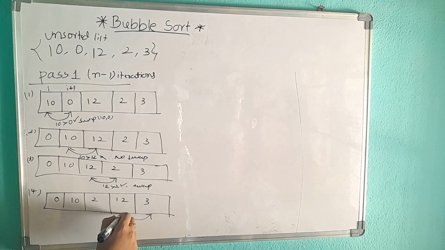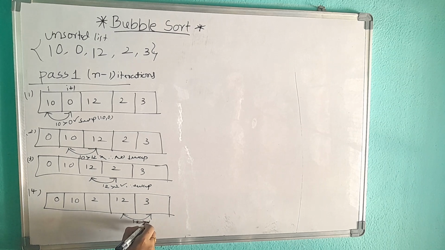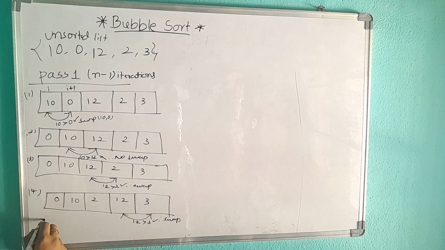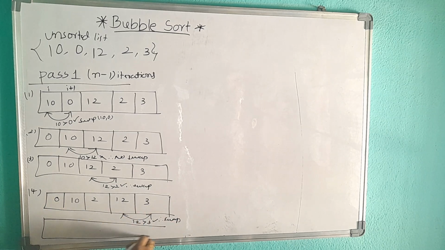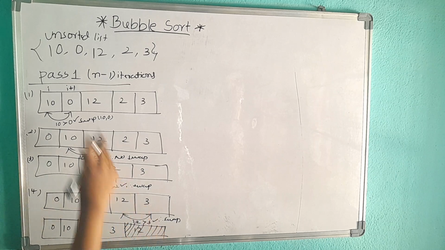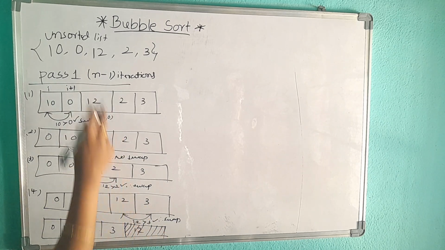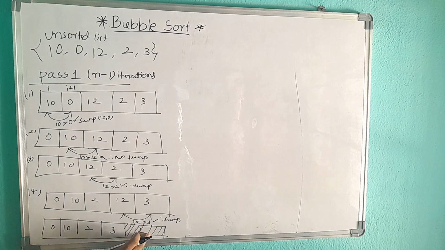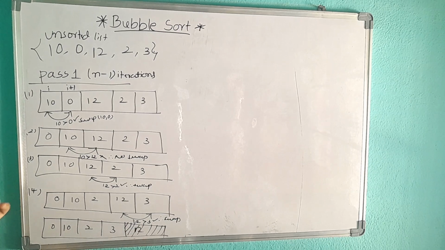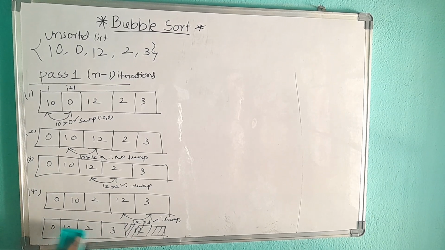In the fourth iteration, we have to compare the next two adjacent elements. Is 12 greater than 3? Yes. Therefore, swap these two elements, 12 and 3. So, after completion of the first pass, the list will be like this: 0, 10, 2, 3, 12. After the first pass, the greatest element in this list comes to its sorted position. Therefore, this is the fixed position for the element 12. This is the first pass.